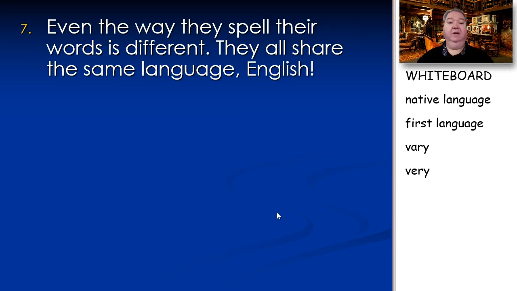All right, and number 7. Even the way they spell their words is different. They all share the same language, English. So which conjunction works here? The way they spell their words is different, or they share the same language? No, they do share the same language. Even the way they spell their words is different, and they all share the same language?